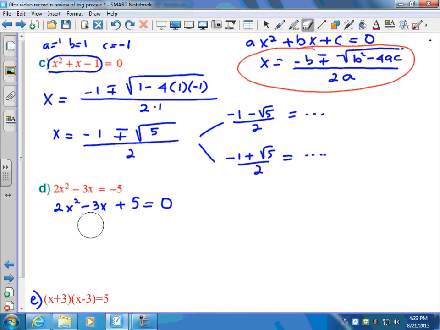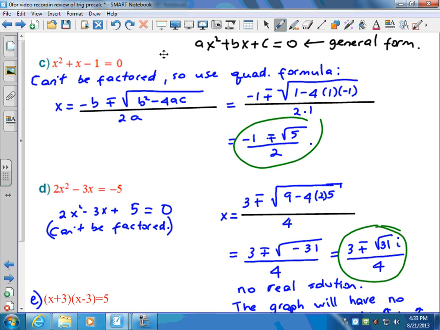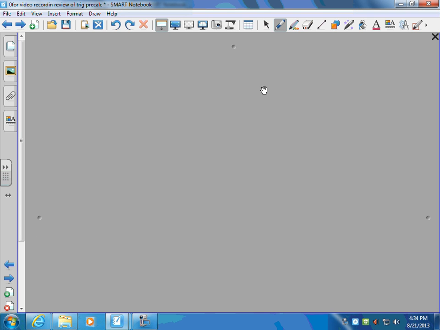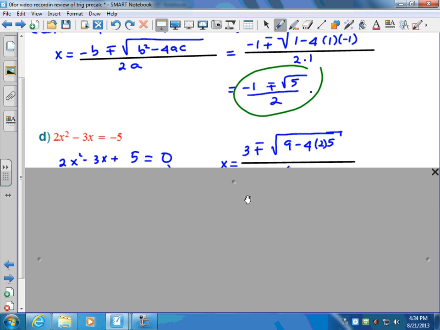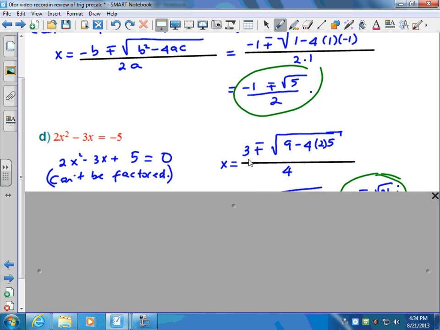And when you come to that conclusion, once again, you can use the quadratic formula. For this question, I've already done that, so I'm going to just show you the answer. So my a is 2, b is negative 3, and c is 5. So I have negative b plus or minus the square root of b squared minus 4ac, all over 2a.